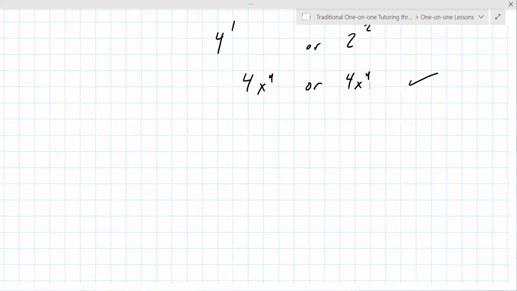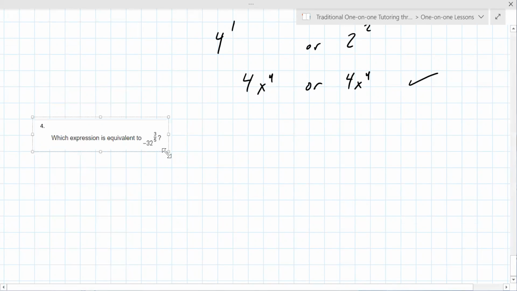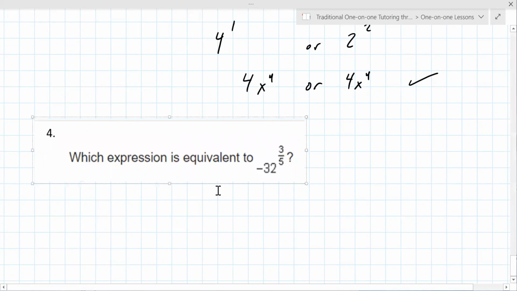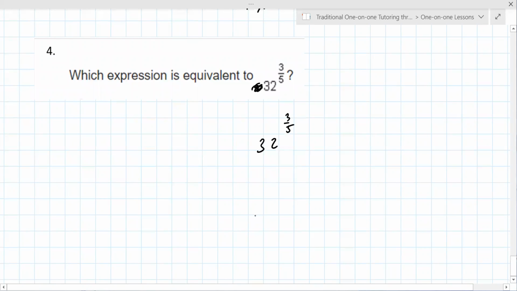Okay, we're gonna move back to 4. Okay, and there's just a little wrinkle to this: the negative sign. What I want you to do is just ignore it for the moment and ask, how do I do 32 to the 3/5 power? Then we'll talk about the negative. So go to that table if you've got it handy. If you don't, I'll snip it in.